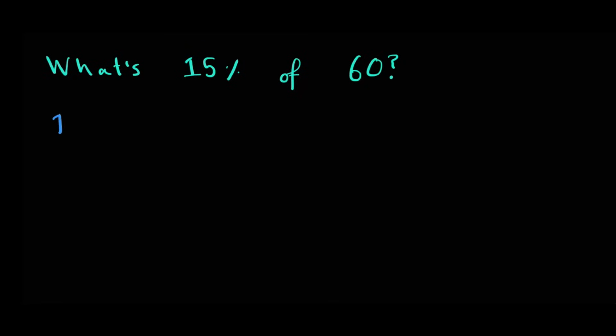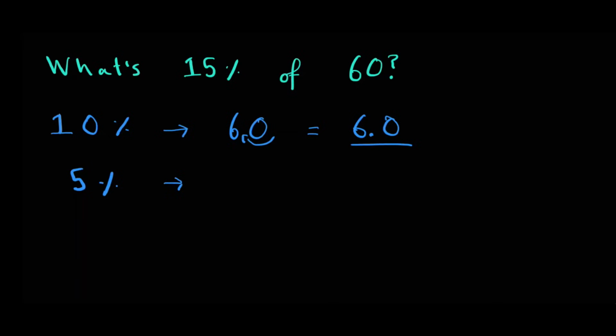To find 10%, all you need to do is move the decimal point one place to the left. So 10% of 60 is 6. To find 5%, that's just half of 10%, which means that 5% is 3. And to find 1%, we just move the decimal point 2 places to the left. So that means that 1% of 60 is 0.6.